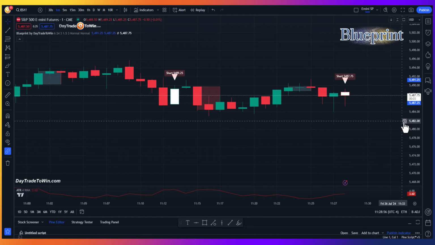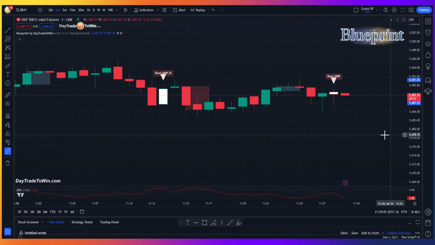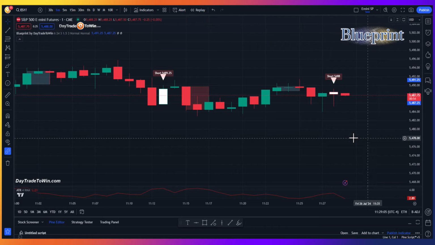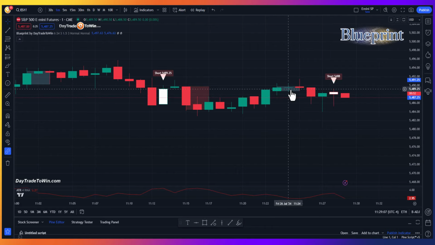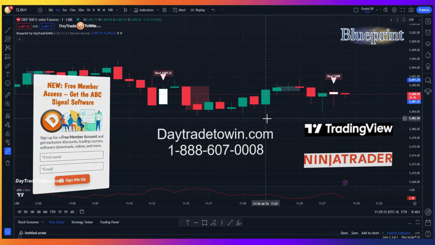54.82. Okay, so you can see that it's firing off these signals indicating to go short because the actual distance and the number of candles from this shaded box, which the Blueprint creates, is telling us this is a good move. And now we just wait.